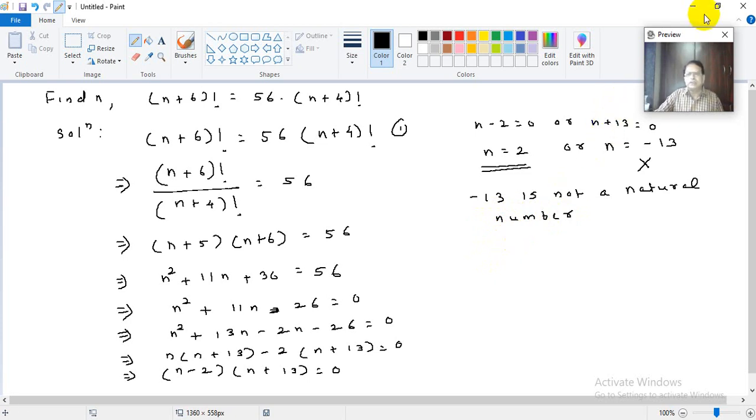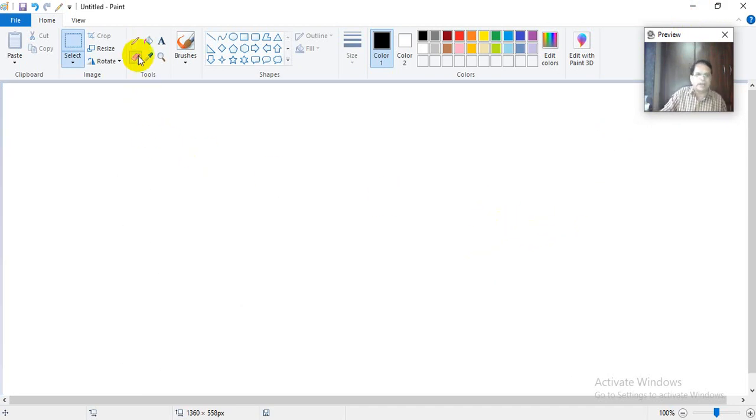Now what we will do is we will come to the point I raised just now. What is 0 factorial? Right? What is 0 factorial?